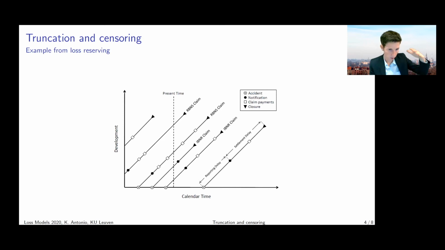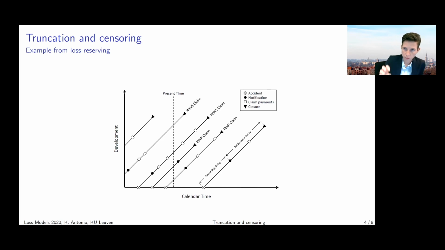Yeah, because if you look at the occurrence of the claim and the present moment, that's the maximal possible delay in reporting a claim that you can allow for the claim to be observable in your data, for the claim to be reported to the insurance company. So this is an example, and it's quite subtle, it's an example of right truncation.